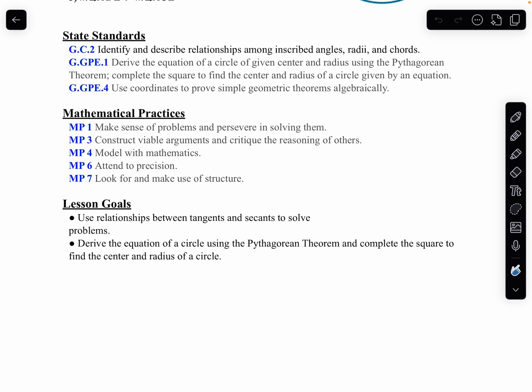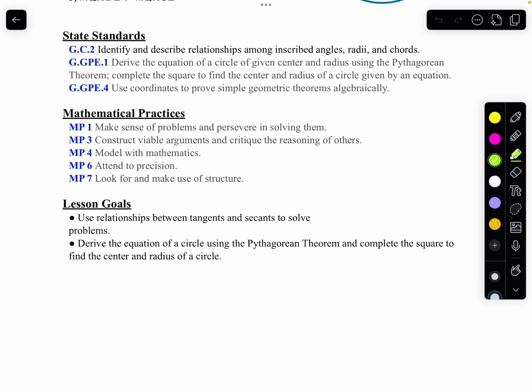I want you to use relationships between tangents and secants to solve problems. And if you haven't figured out, one of the vocabulary words from this lesson is secant. We're going to derive the equation of a circle using the Pythagorean theorem, and we're going to complete the square to find the center and the radius. Completing the square is something you did in Algebra 1. We're going to review that again.